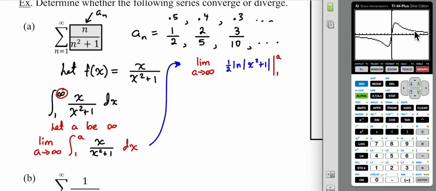So I'm going to pop in an a for x, and we'll be looking at 1/2 ln. And we can drop the absolute value now, because anything I put in for x is necessarily going to be positive. Square something and add something to that squared value, it's guaranteed to be positive. So we're looking at 1/2 ln of a squared plus 1 minus 1/2 ln of 1 squared plus 1. And this is what we're going to apply the limit to. And where this goes, the summation, the series, is going to follow.